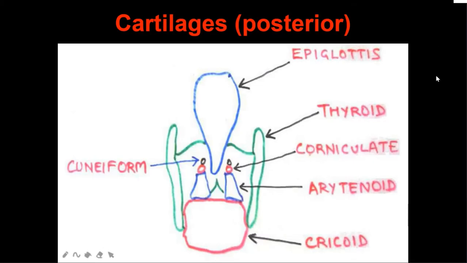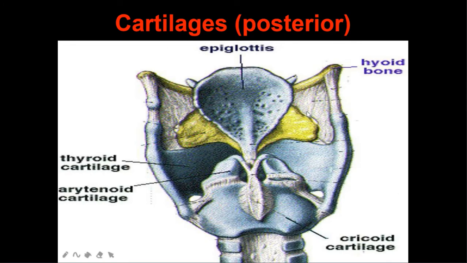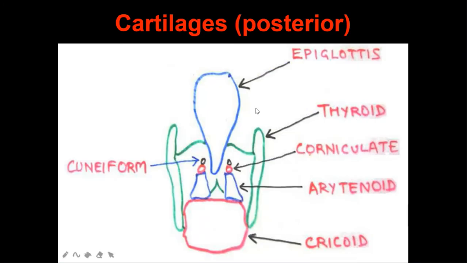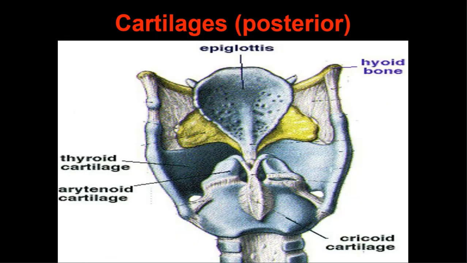So this is a schematic diagram of the larynx. This is the epiglottis, thyroid cartilage, corniculate and cuneiform, arytenoid cartilage and the cricoid cartilage. This is the posterior view of the larynx: cricoid cartilage, epiglottis, hyoid bone, thyroid cartilage and the arytenoid cartilage.